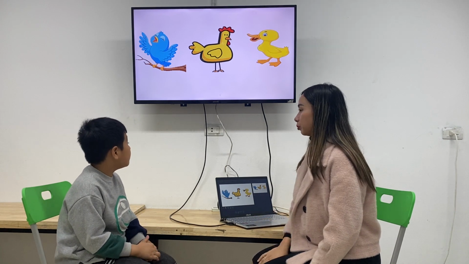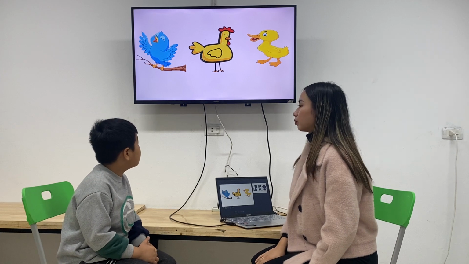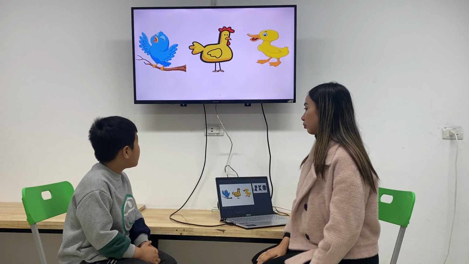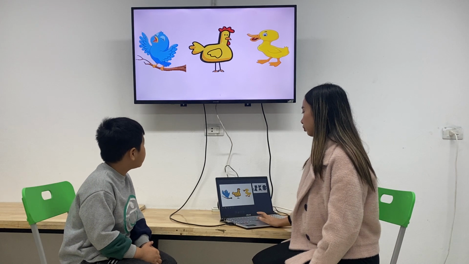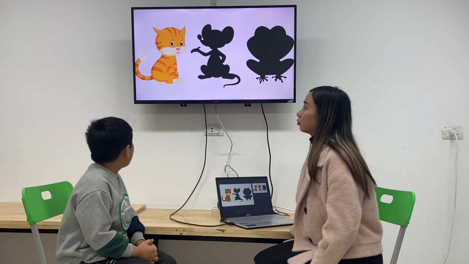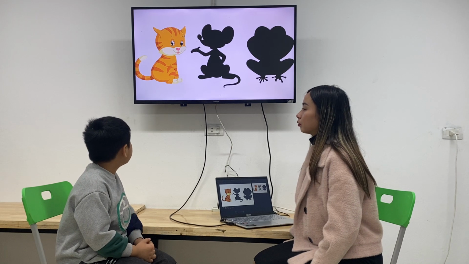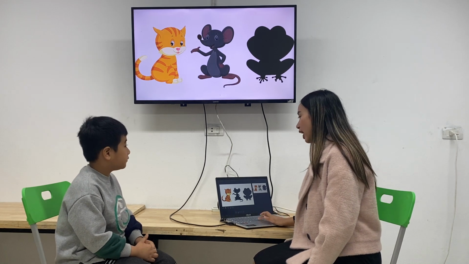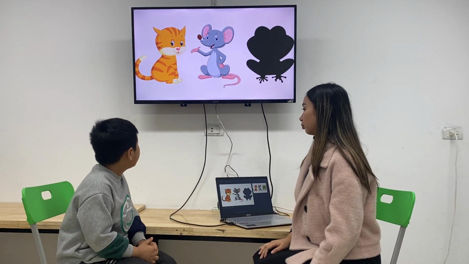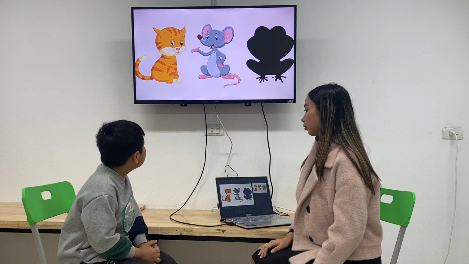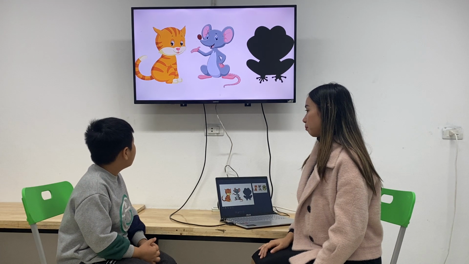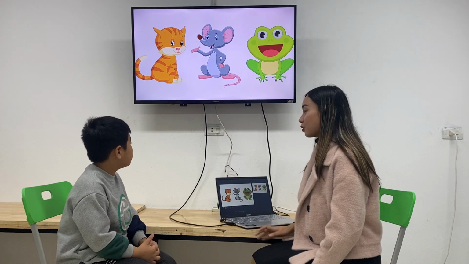Next one. It's a yellow and orange duck. Good. Next one. It's an orange cat. Next one. It's a pink and gray mouse. Mouse. Good. Next one.